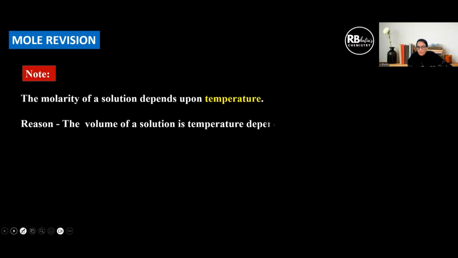Molarity of a solution depends upon temperature. Why? Because the volume of a solution is temperature dependent. In general, children, remember, any concentration term which has volume in it will be temperature dependent. Its concentration will change with temperature. Why? Because volume changes with temperature.